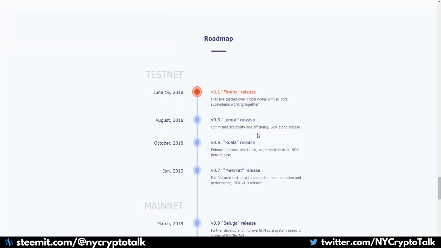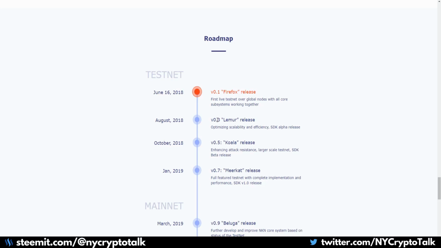They did just release the first live testnet over global nodes with the core subsystems working together, and I will show that there's a YouTube video of that where they actually previewed it. And this was when DEF CON was taking place, where they released the testnet as well as the source code. So they are now live in their testnet environment.